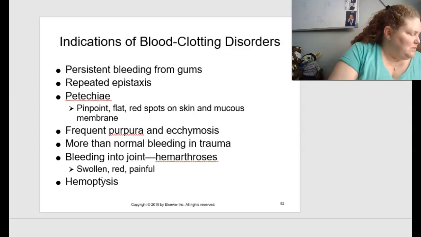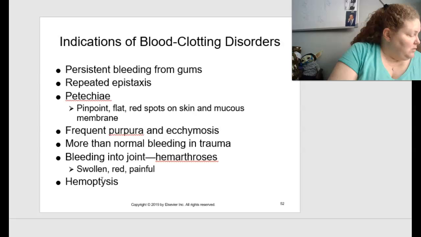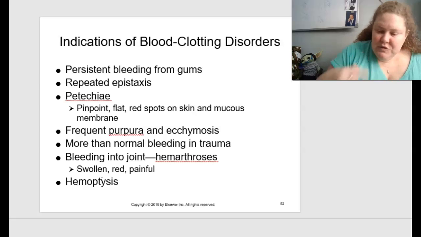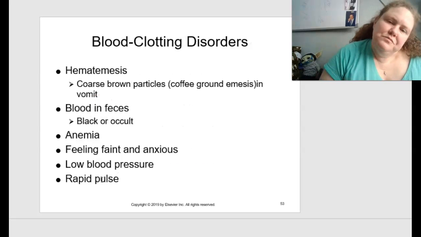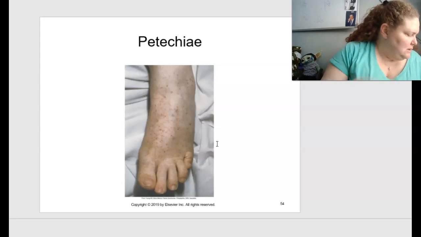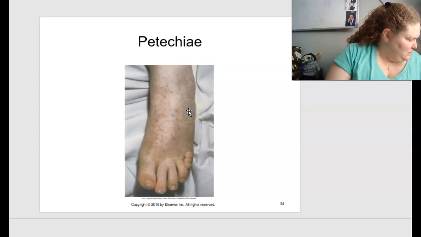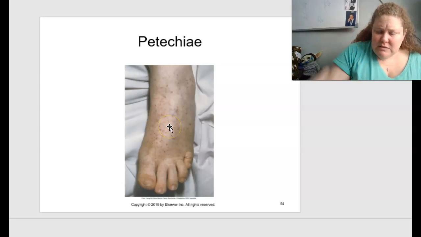Vomiting blood, which is hematemesis, and this is often coarse brown particles that look like coffee grounds, and they may be red. Also, presence of blood in the feces, anemia, etc. So this is summarized in that table. And again, feeling faint and anxious, low blood pressure, and rapid pulse. So this is an example of what those petechiae, those little spots, can look like, and this is figure 10.19 on page 204. You can see it's spotted, little red spots here.